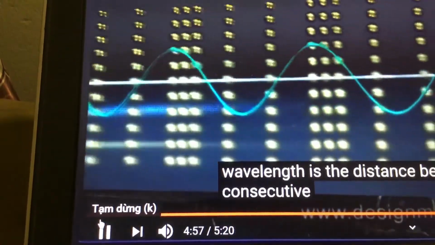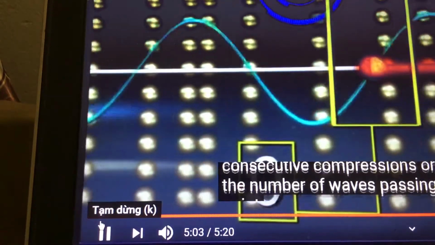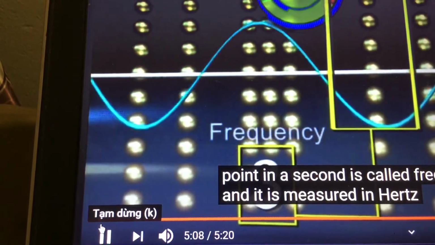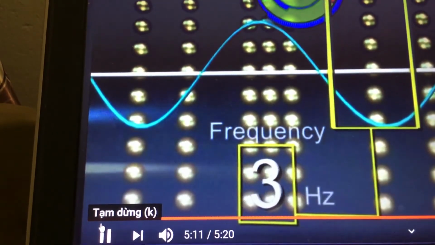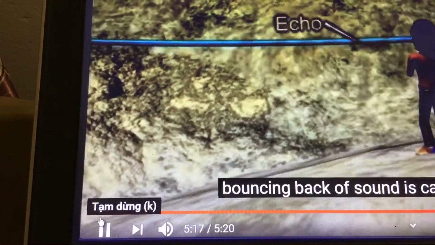Wavelength is the distance between two consecutive compressions or rarefactions. The number of waves passing through a point in a second is called frequency and is measured in hertz. Bouncing back of sound is called an echo.